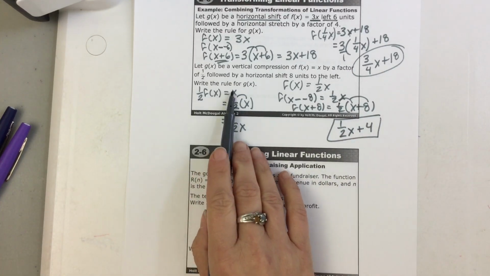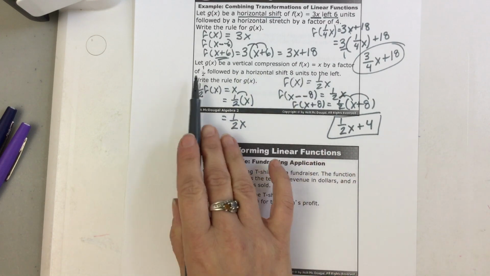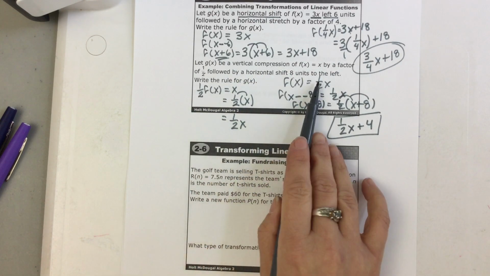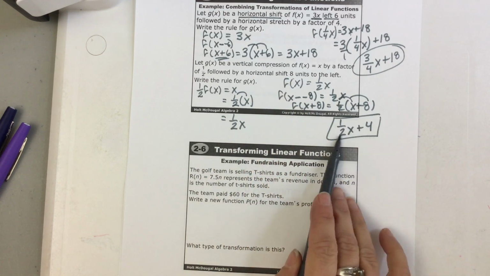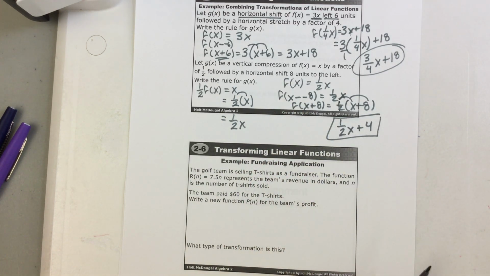So we started with x. We did a vertical compression by a factor of 1/2. That got us to 1/2 x. Then we did a horizontal shift to the left 8, which got us our final function, 1/2 x plus 4.